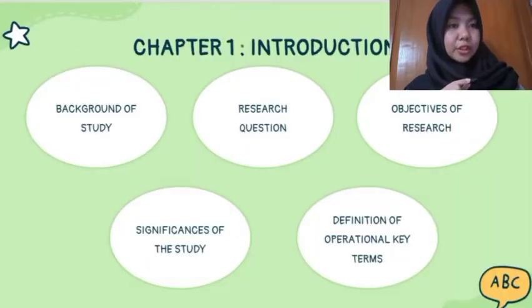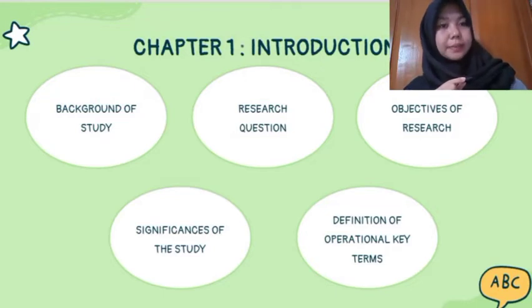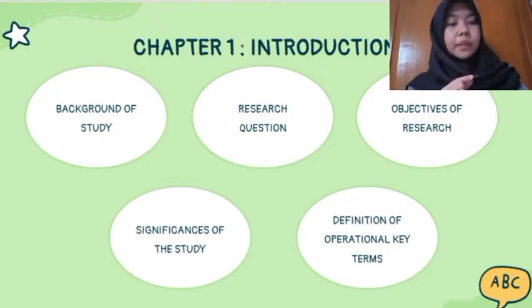Chapter 1 Introduction. This chapter presents the background of the study, statement of the problem, objective of the study, scope of the study, significances of the study, and definition of key terms. The first one is background of study.